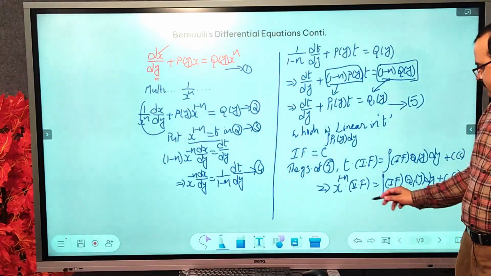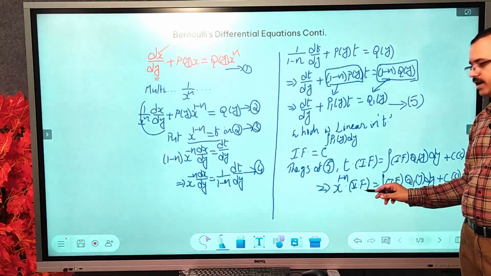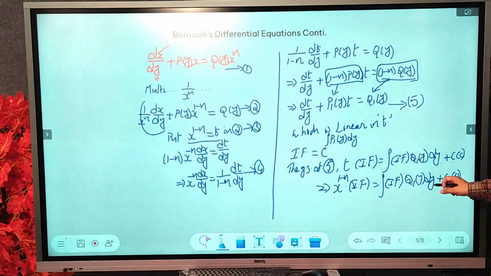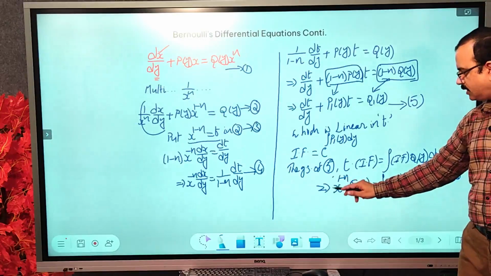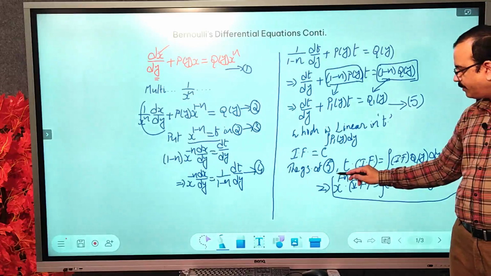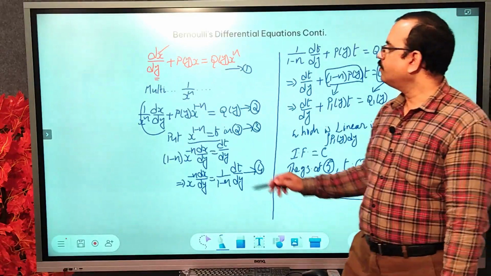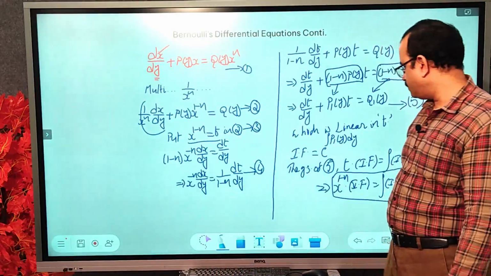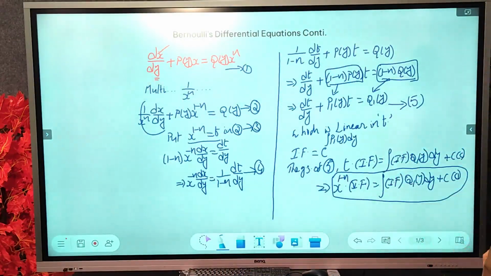So now this is nothing but x power 1 minus n into integrating factor is equal to integral of integrating factor into q1 of y dy plus c. Now this is nothing but the general solution of the Bernoulli's differential equation, where x is the dependent variable and y is the independent variable. So this is how we can solve this.